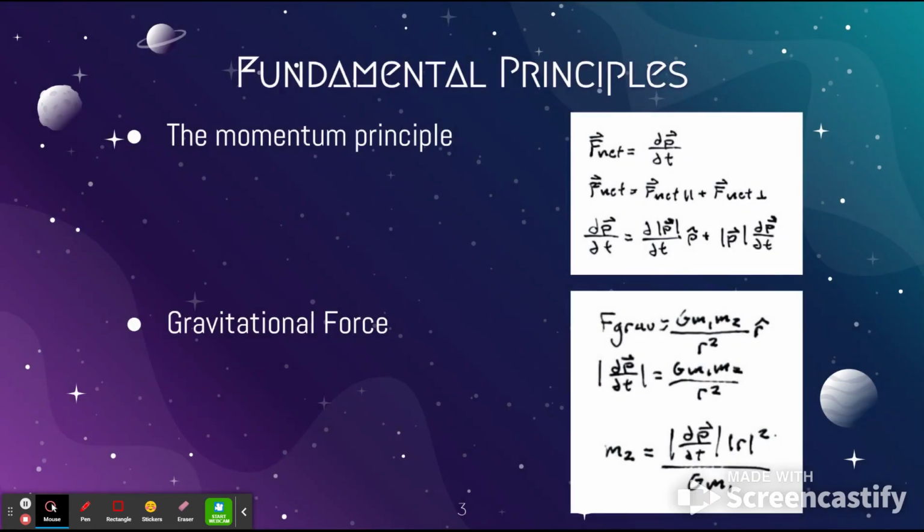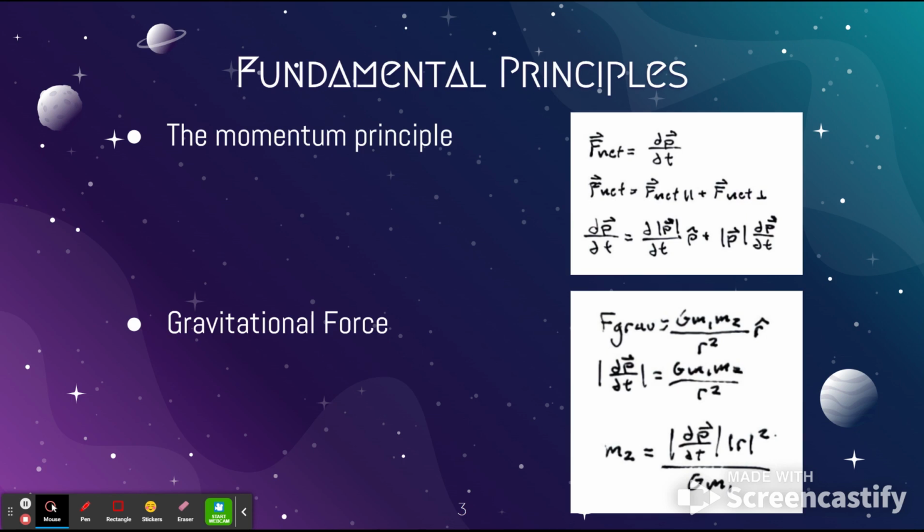So there will be two major fundamental principles in this lab, one being the momentum principle, which states that F net is equal to dp/dt, which can be broken into F net equals F net parallel plus F net perpendicular for circular motion. And then we also have that dp/dt is equal to the magnitude of dp/dt times the p hat, the unit vector, plus the magnitude of p times dp hat/dt.